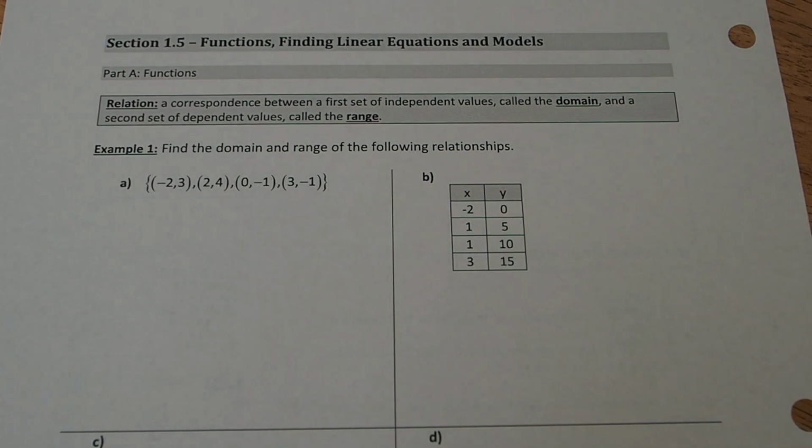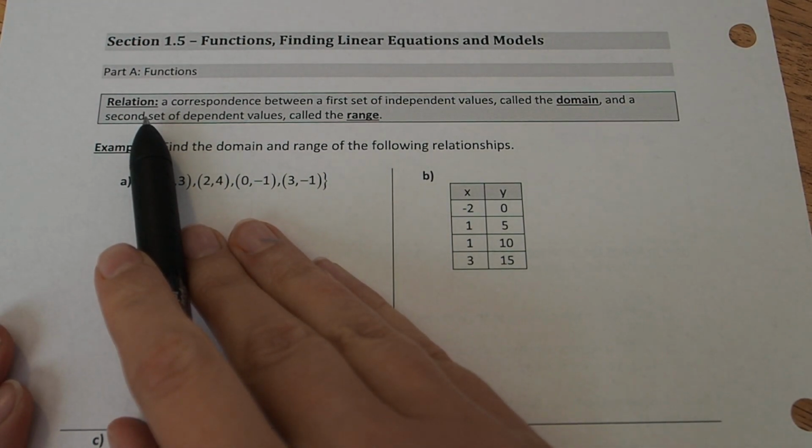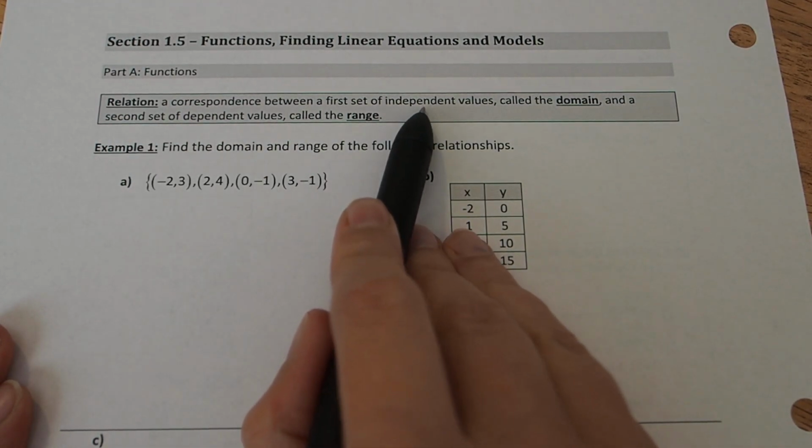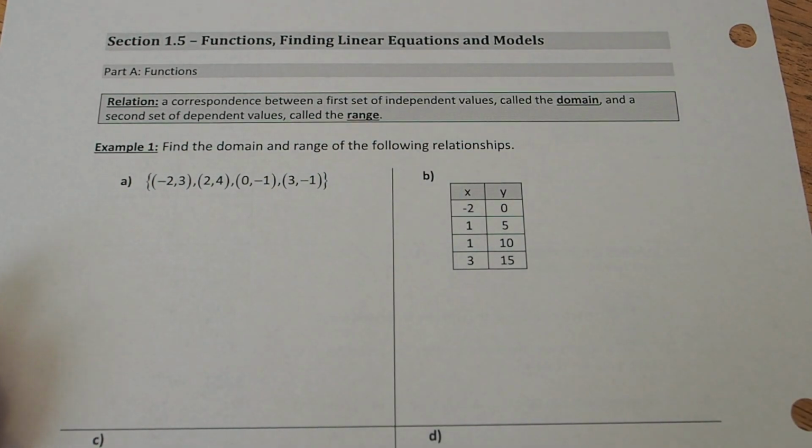Section 1.5 is on functions and finding equations of linear models. Part A is on functions. The definition here: a relation is the correspondence between a set of independent values called the domain values and a set of dependent values called the range values.